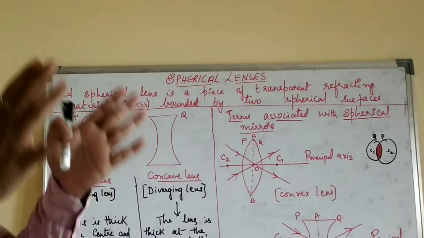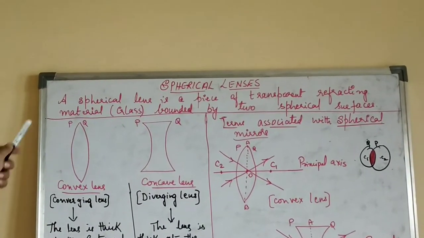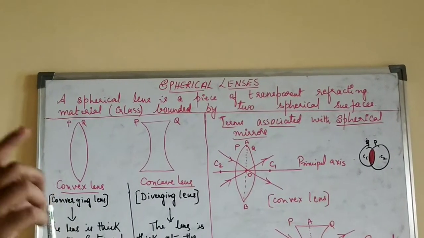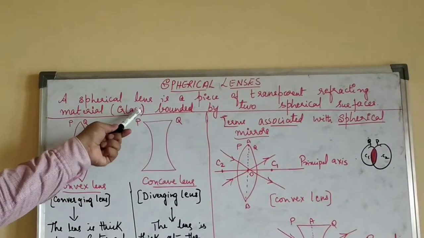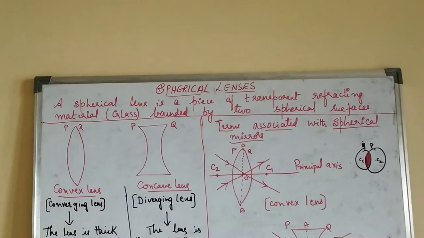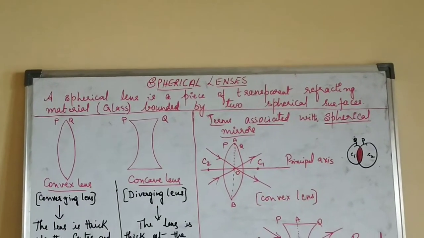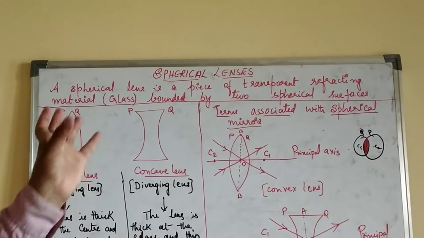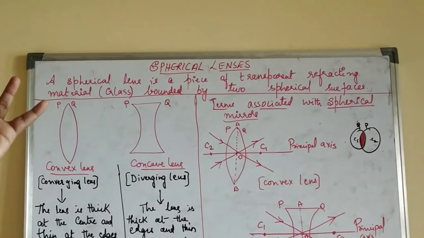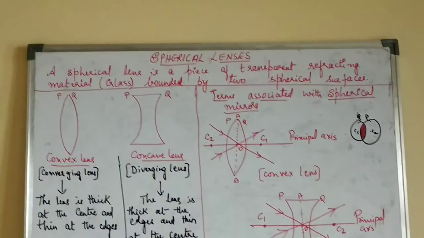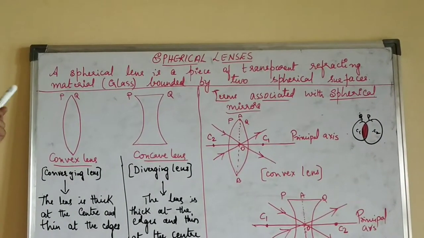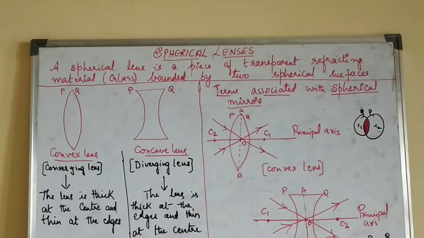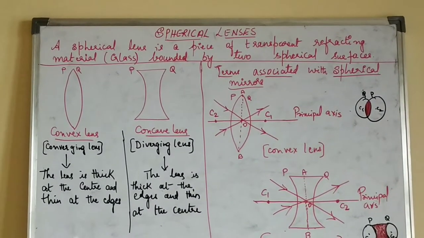As you can see, it is also a part of the sphere. A spherical lens is a piece of transparent refracting material, because glass is used, bounded by two spherical surfaces, means it is bounded by two glass spheres. Okay, you will get the lens. So I repeat, a spherical lens is a piece of transparent refracting material, that is glass, bounded by two spherical surfaces.